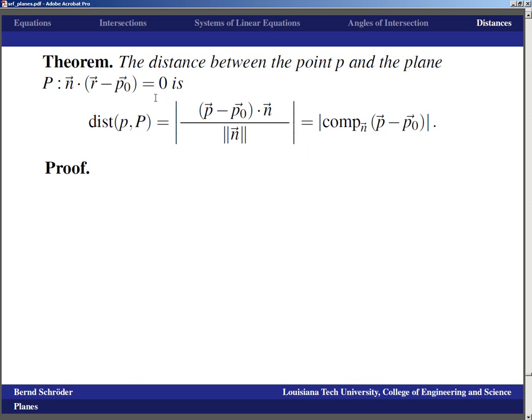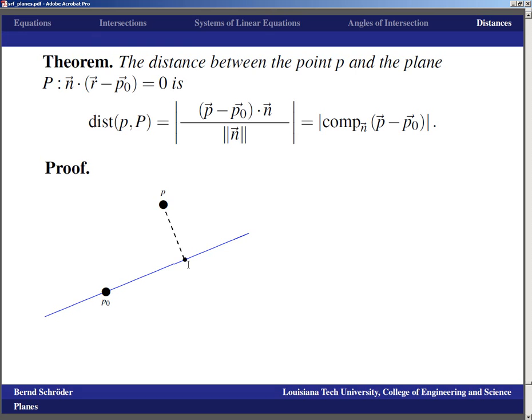It's where P0 is the base point for the plane and n is the normal vector for the plane, and of course P is the position vector for the point. Proof? Well, let's look at our plane viewed edge on. Then we've got a point P0 on that plane, and we have the point P off the plane.